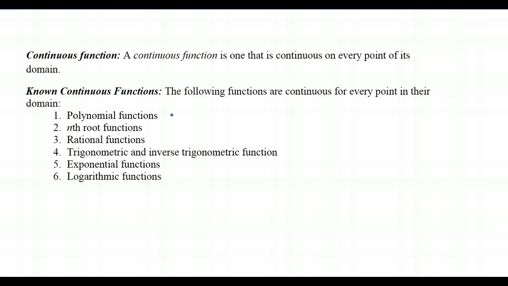So polynomial functions are always continuous on their domains, and their domains are all real numbers. Nth root functions are continuous on their domain. Rational functions, trigonometric and inverse trigonometric, exponential functions, and logarithmic functions. So all of these types of functions are continuous on their domain. So there's no need to check them from now on. We can just assume that anytime we come across one of these functions, that they are a continuous function without proof.